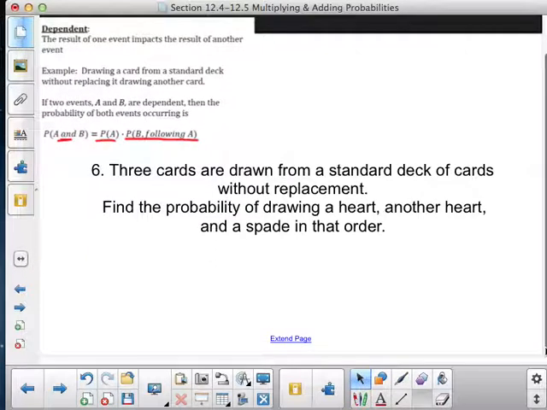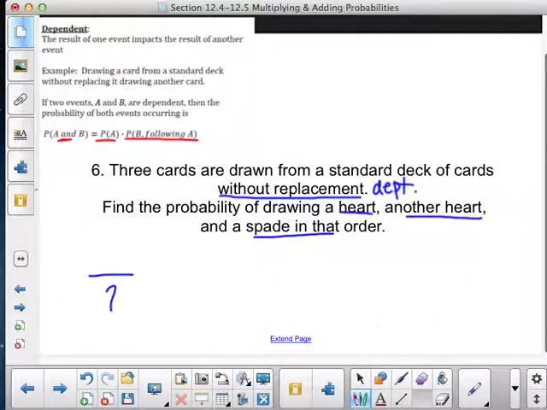We're drawing 3 cards from a standard deck of cards without replacement. This part tells me that it's dependent, so we're not replacing it. Find the probability of drawing a heart, another heart, and a spade in that order. So I'm going to do heart, heart, and then we're going to draw a spade. The probability of getting a heart: how many hearts are in the deck? There's 13 out of 52.